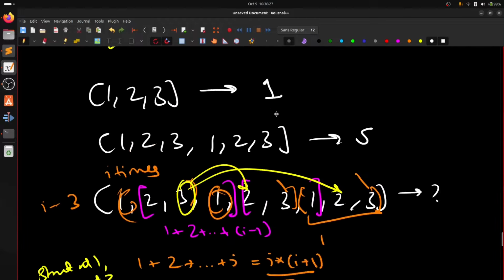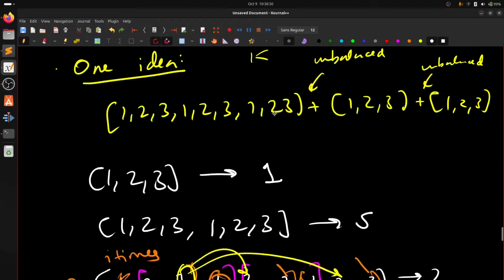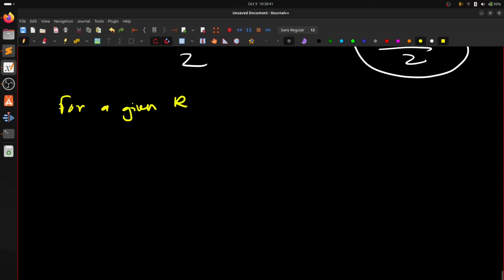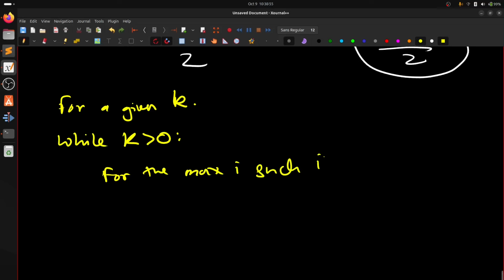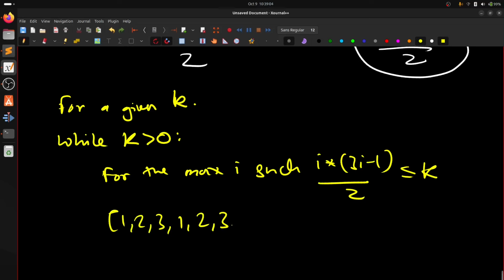So how do we use this to find our answer? So basically we can come up with this approach, which is for a given k, while k is greater than 0, what we can do is repeat for the max I, such that I times 3I minus 1 by 2 is less than or equal to k. We can repeat 1, 2, 3, 1, 2, 3 that many times and append it to the answer.